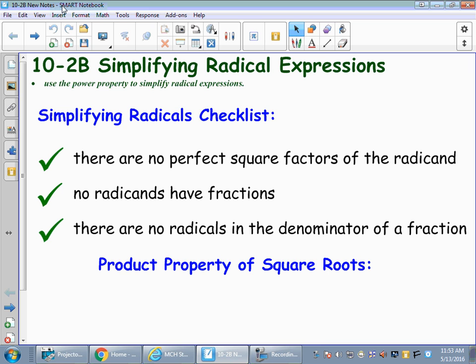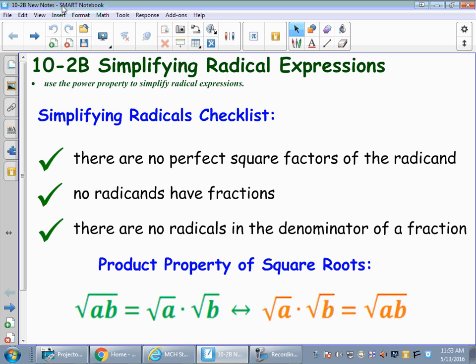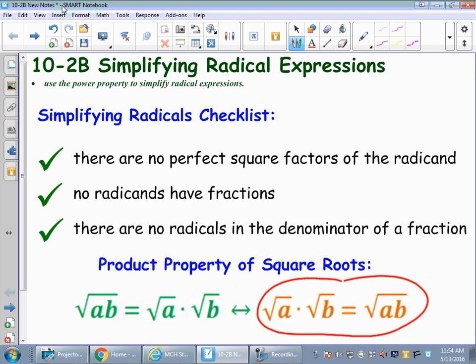And just as another reminder, the product property basically says that if you have a product, you can break it apart. But we're going to focus on the reverse of that. Whenever you have that statement, the reverse is also true. What that means is if you have two radicals that are being multiplied, you can write them as a single radical. And making two radicals turn into one radical is in fact simplifying. I know it's not in our checklist, but that's part of simplifying.